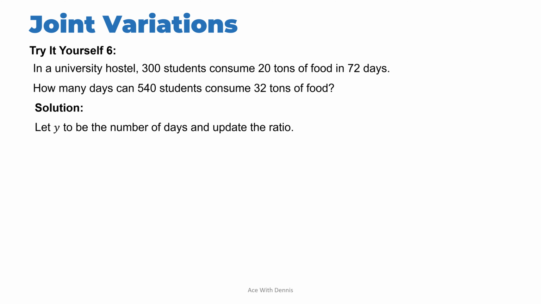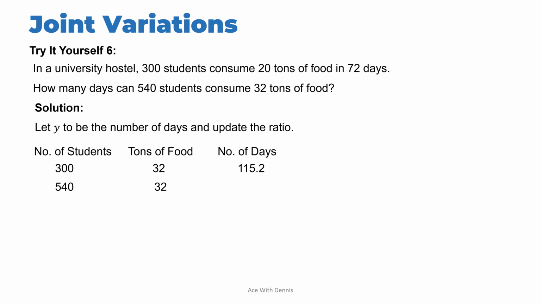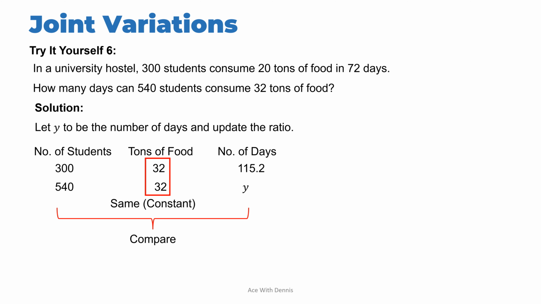Next, we let y be the number of days and update the ratio. So we still have the number of students to the tons of food to the number of days. Update with the new information here: 300 students consume 32 tons of food in 115.2 days. So now the number of students increased to 540. The amount of food is the same, 32 tons of food, and how many days? That is y. So the number of tons of food is the same. So we just need to compare number of students and number of days.